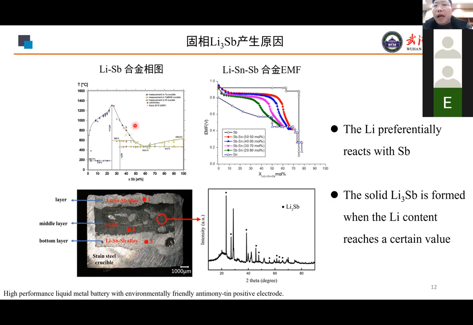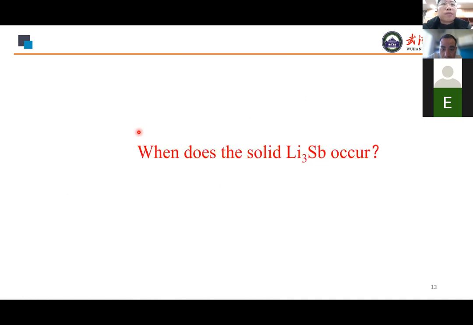So the lithium antimonide is formed during discharge in the lithium tin antimony battery, and the metal tin is used as an inert solvent. When does the solid lithium antimonide occur? There is no lithium tin antimony ternary alloy phase diagram available to us. If we want to know the lithium content in the liquid alloy that leads to the formation of lithium antimonide, we can only measure it.